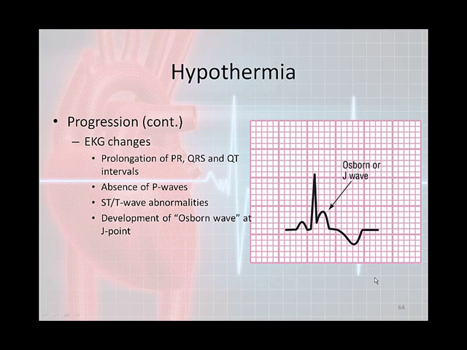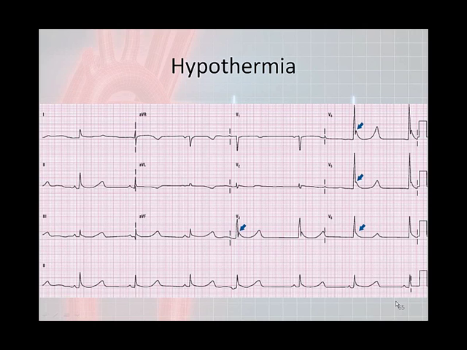Whenever you have somebody who is hypothermic, they will have some EKG changes. The most common EKG change is what's called an Osborn wave. Basically, you have this big hump that is found just after the QRS complex. That's usually where you will see the Osborn wave, appearing to have ST segment elevation when in reality it's not.